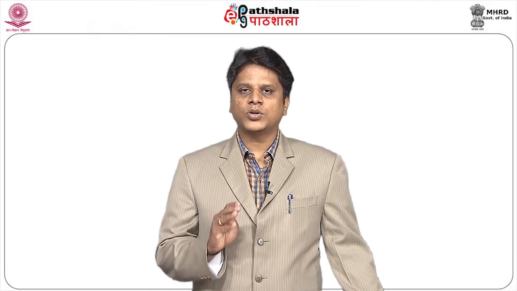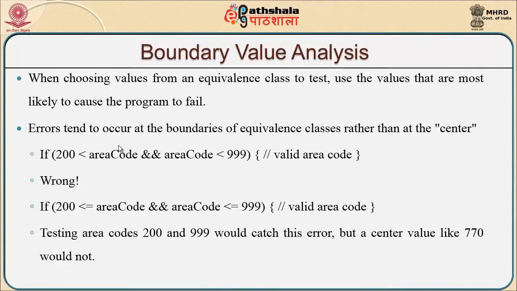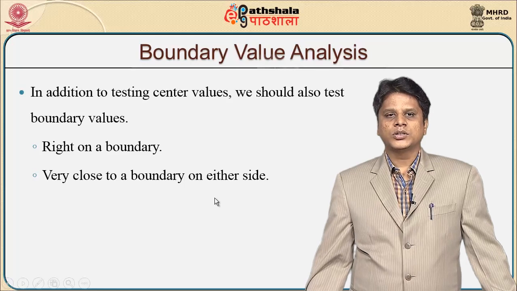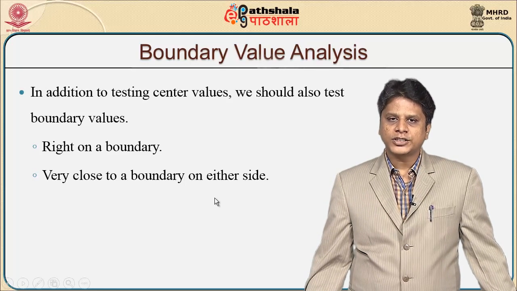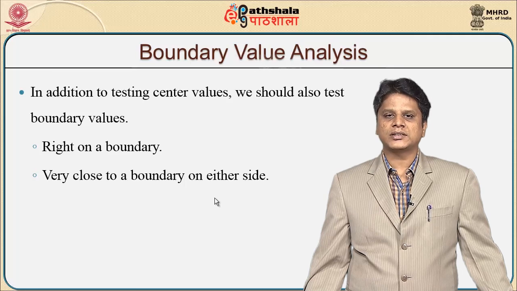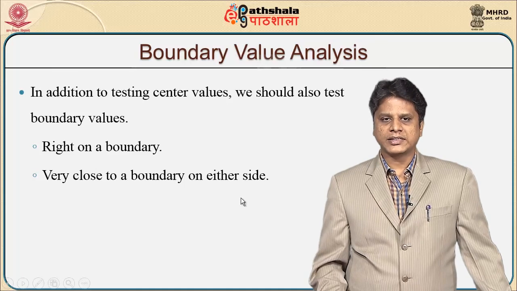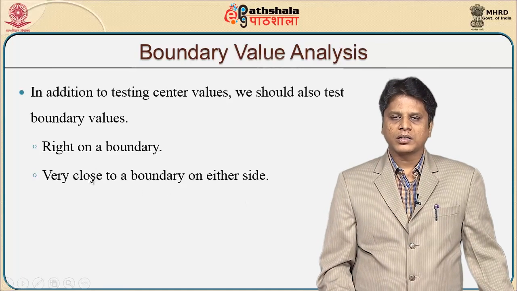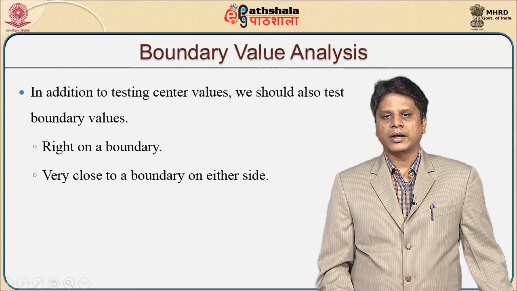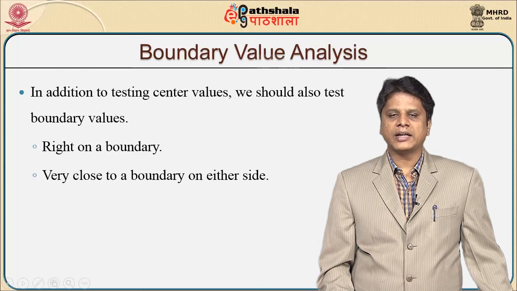For that reason I should not test with 770 and say that the system responds fine. 770 responds fine, but it is the responsibility to check for the lowest boundary and the next boundary value, and here also it is a responsibility to check for the higher boundary and the previous boundary value. So boundary value analysis is an addition to the test center values where we should test the boundaries, right on a boundary and very close to the boundary on either side. That means 200 and 201, and at the other extreme 999 and 998.